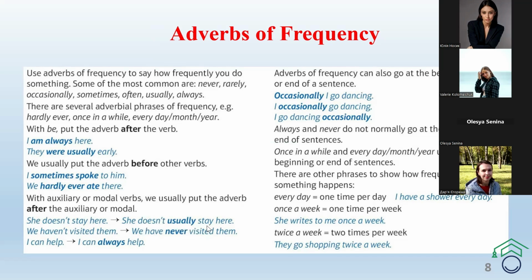She doesn't usually stay here. Stay is our verb, and we put usually before stay. We have never visited them. Have is an auxiliary verb, visited is the main verb, and we put never before the main verb. I can always help. Can is a modal verb, help is the main verb, and we put always before help, before the main verb.